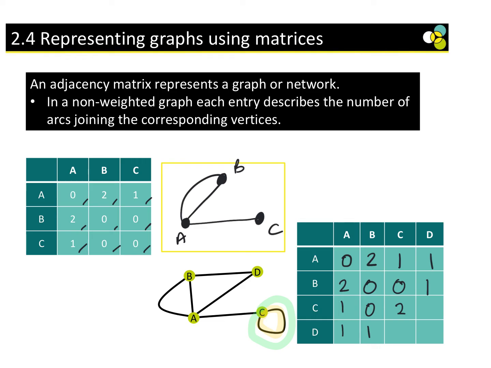From C to D, 0. And again, that's symmetrical here. And then from D to D, 0. And there we go. I've represented this graph in a matrix.